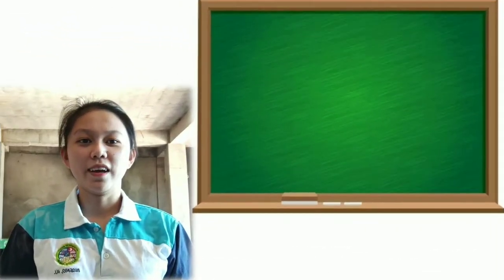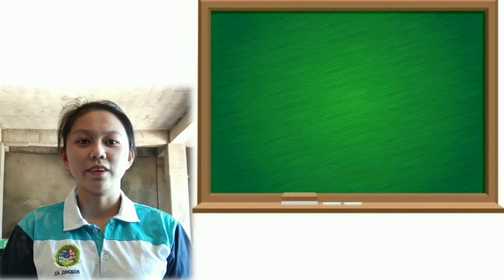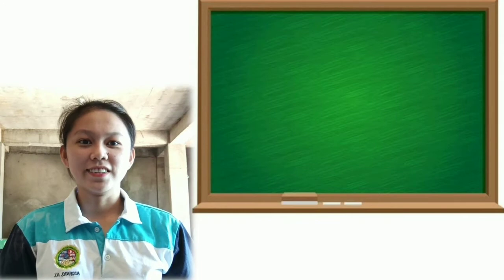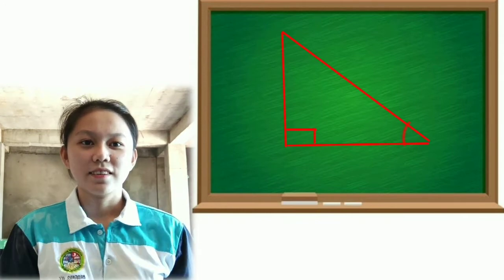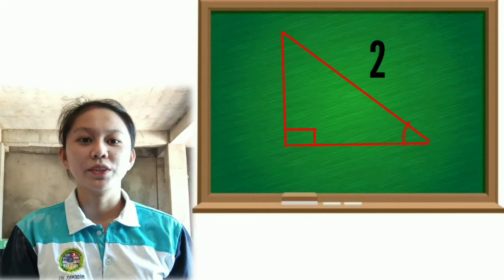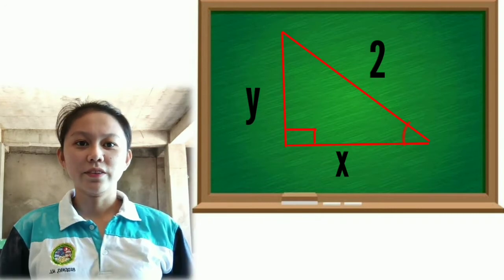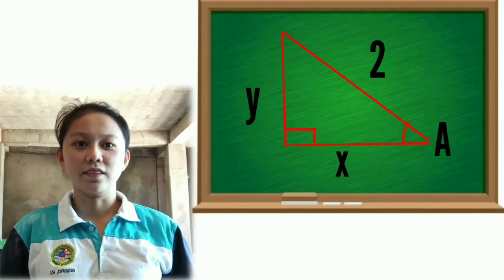Good day everyone, I'm Irrational and I will give an example involving 6 trigonometric functions. Let's have first a right triangle. Consider that the hypotenuse is 2 and the opposite is y and the adjacent is x. So now I will define the angle A in 6 trigonometric functions.